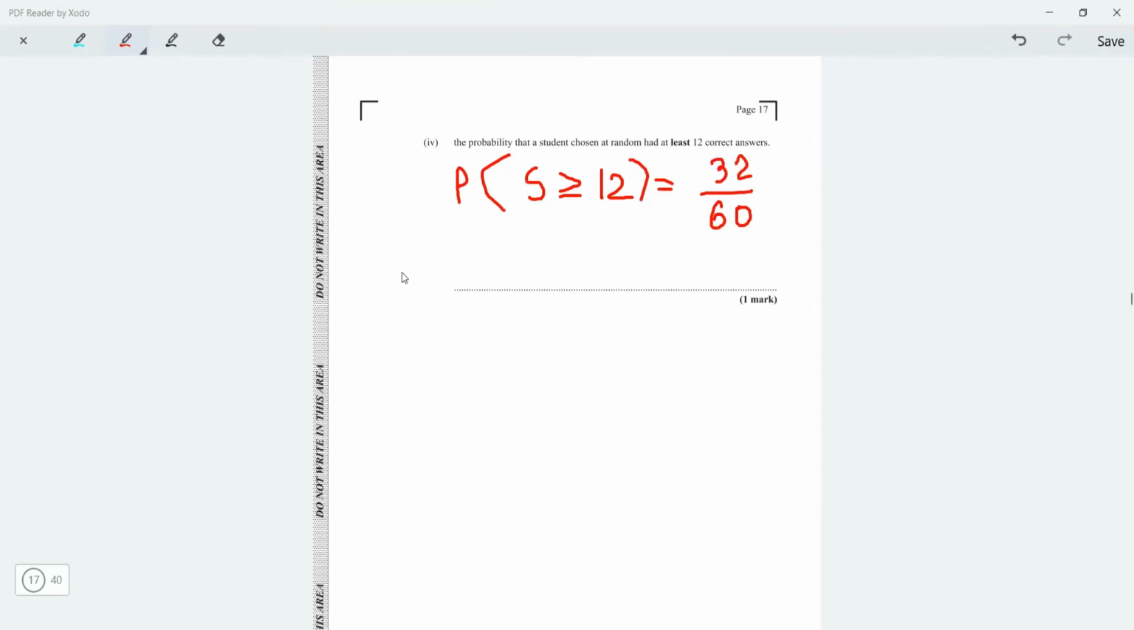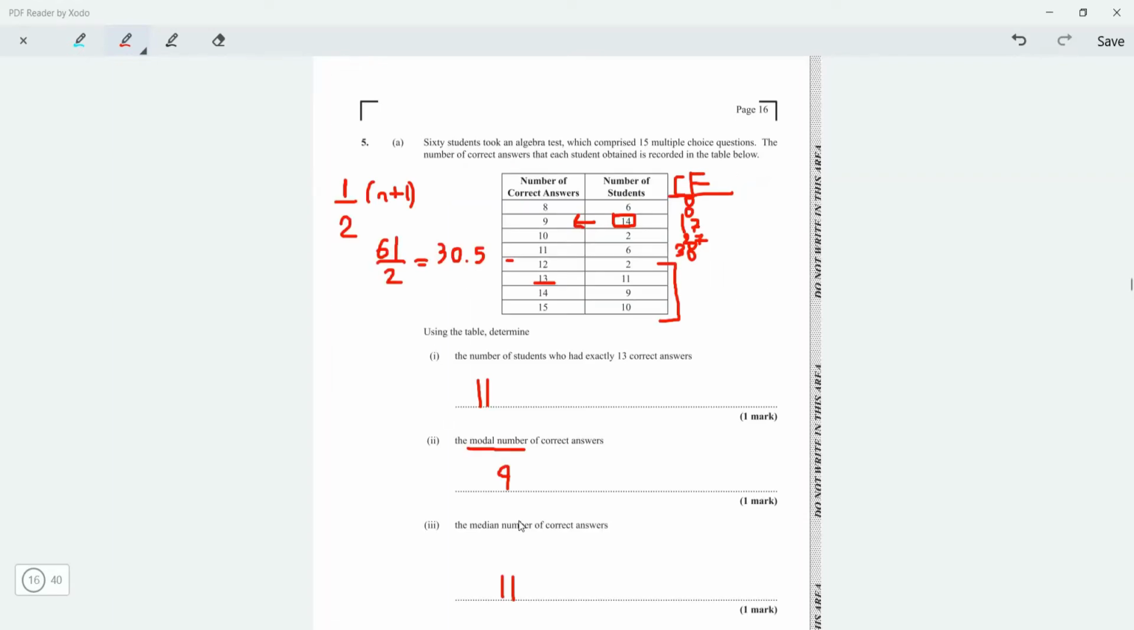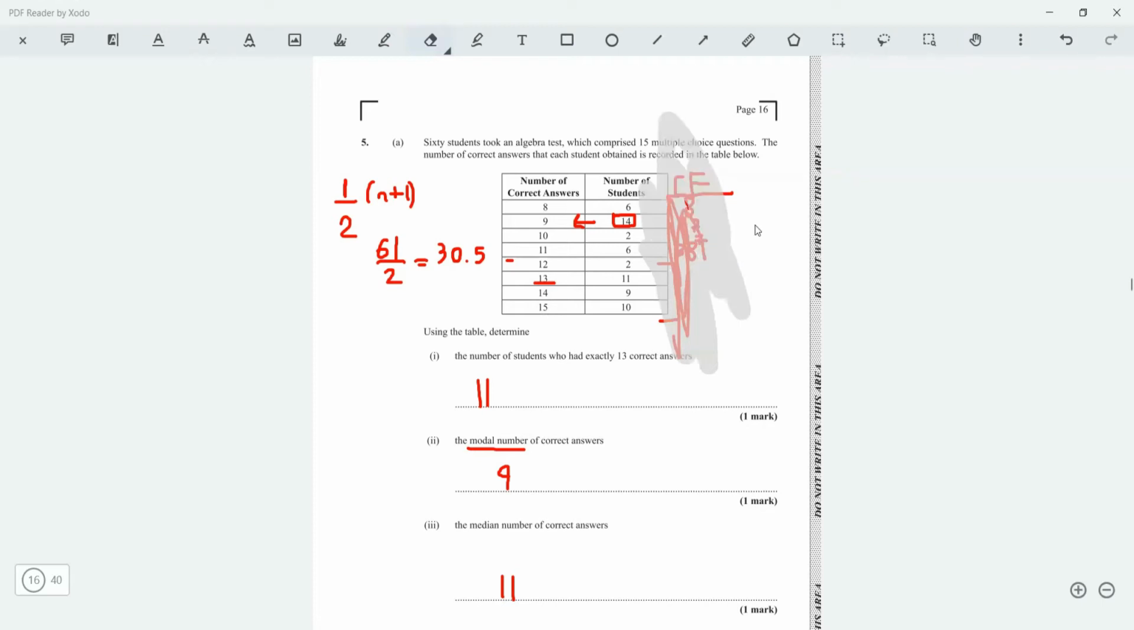That means my addition around here was off, because my median is 11. Let me go again. How many people got 8? 6 of them. Oh, I added up this side wrong. I'm going to fix this. I'm on eraser. Why is it not erasing? That's crazy. Cumulative frequency is off.